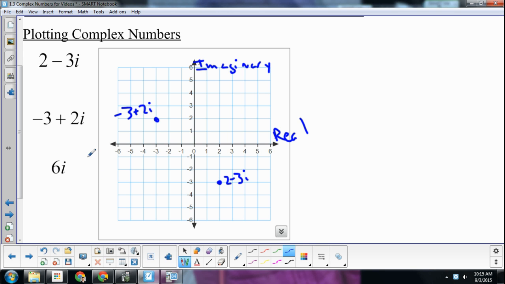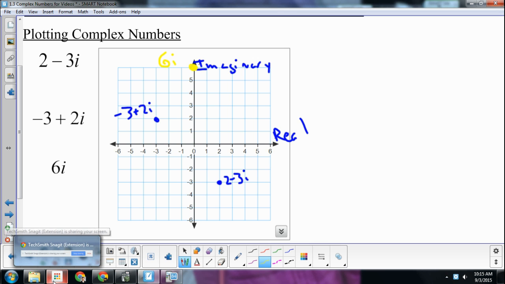The last one, a purely imaginary number, we're going to go ahead and plot on just the imaginary axis. For this one, I'll use a different color because my imaginary word is in the way. 6i, we're going to go up 6 and plot our point. There would be 6i plotted in the complex plane.